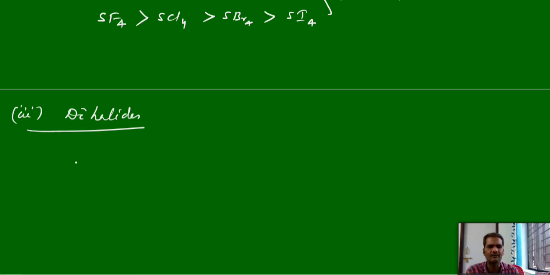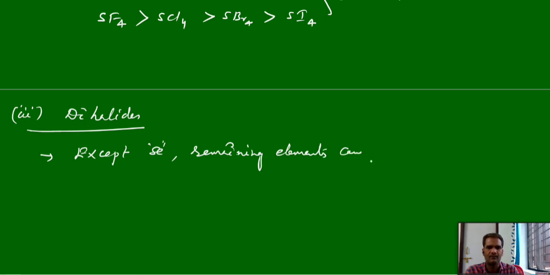Here, except selenium, the remaining elements can form mostly chlorides and bromides. This point also you should remember. Except selenium, the remaining elements can form chlorides and bromides. See, like sulfur dichloride, sulfur dibromide, tellurium dichloride and dibromide. But there is no selenium dichloride. Chlorides, bromides.